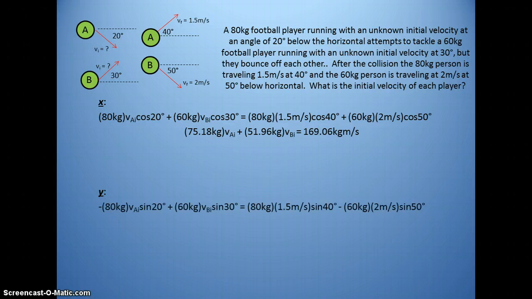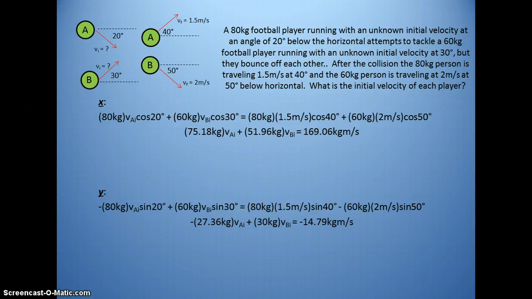Here again, please be aware that the mass A, the 80 kilograms, is moving down, and down is negative. Hence the negative times 80 initial velocity of A sine 20. We have this long expression, which also reduces as best we can down to this. One equation with two unknowns. But in the end, we have two equations with two unknowns.